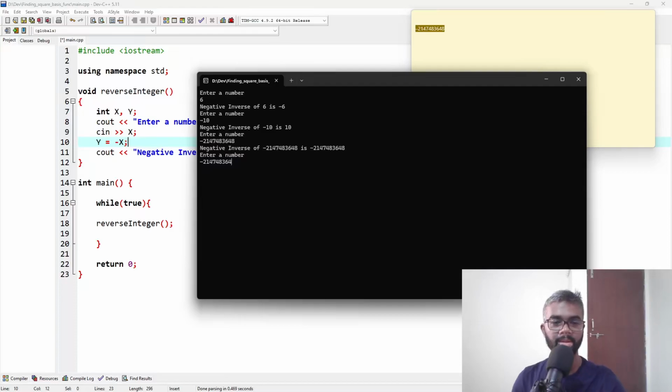Okay, let's do one thing. I will decrement this number from 48 to 47. Now it works fine. What is really going on? What is the problem with this particular number? Let's find out.